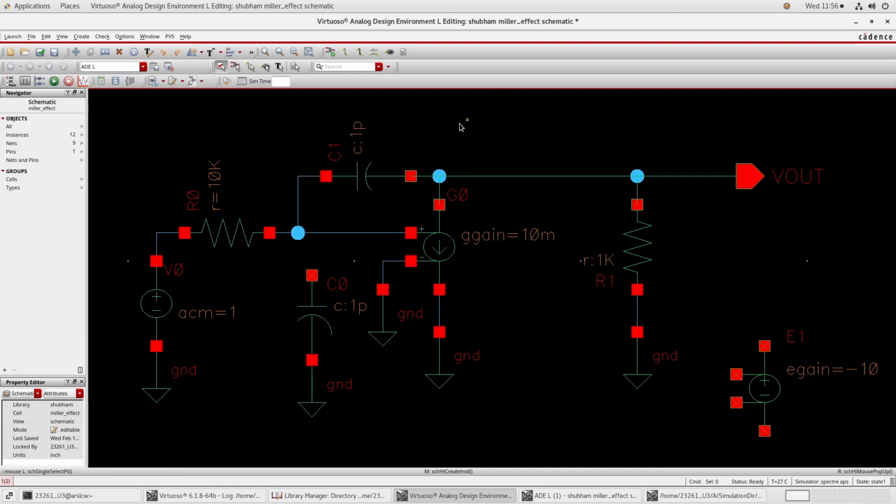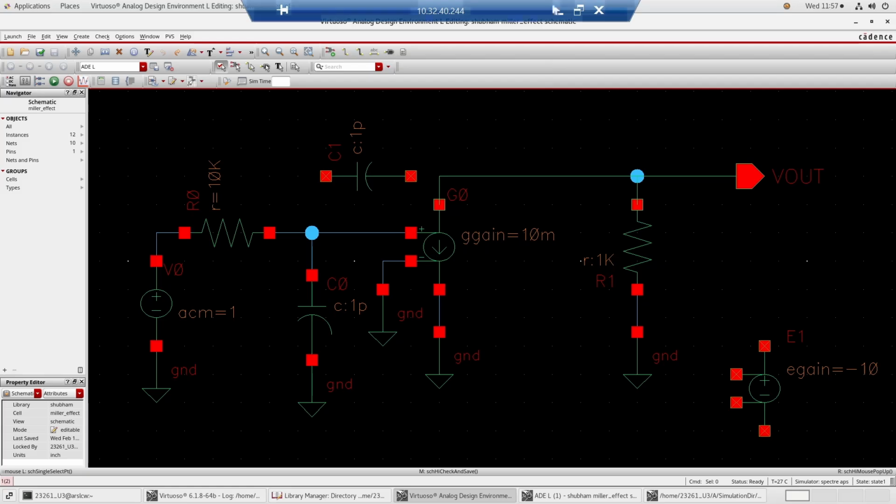So in the first case I will simulate without Miller cap. So I will disconnect this one and I'll connect this one. Now in this case, what will be the pole location? It will be simply 1 by 2 pi RC. So check and save. Let's calculate the theoretical value of this pole location.